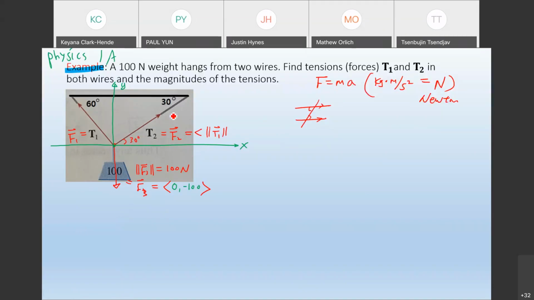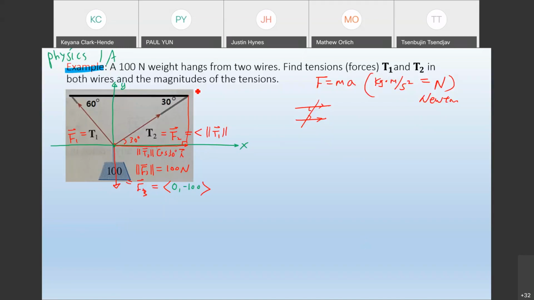So the length is this. What is this one? This is the magnitude of T2 times cosine 30, right? That's this force, isn't it? If you understand this, type yes, please.